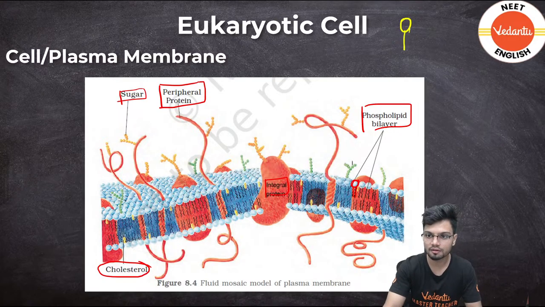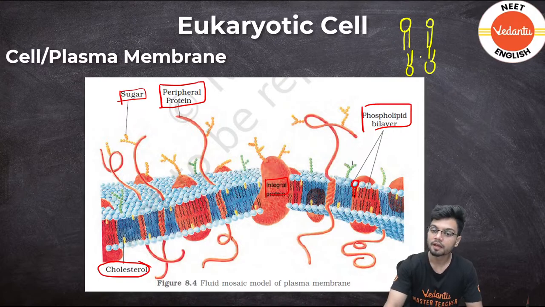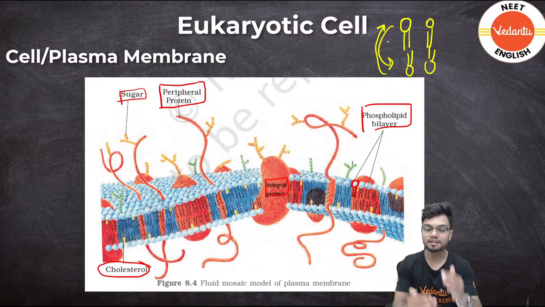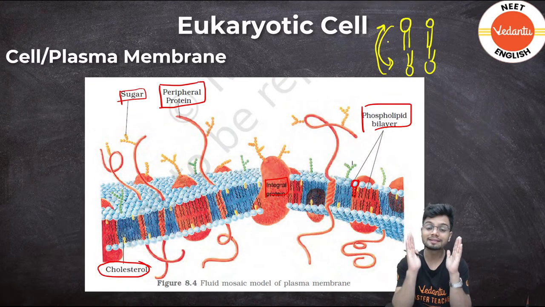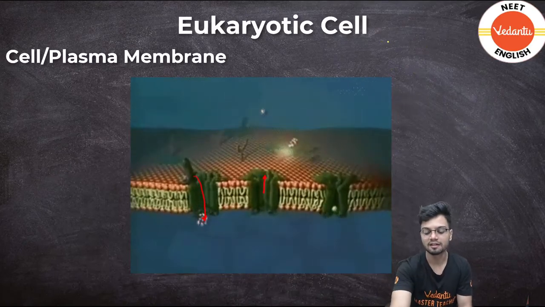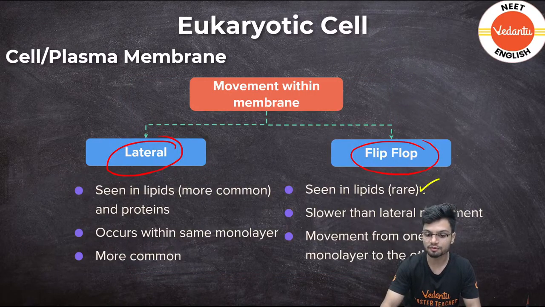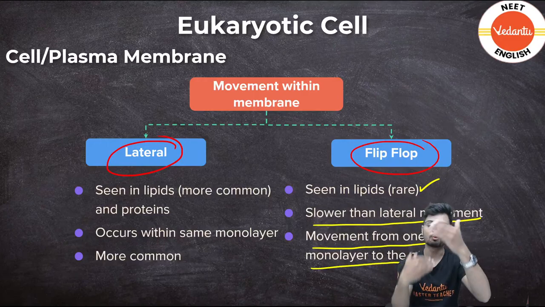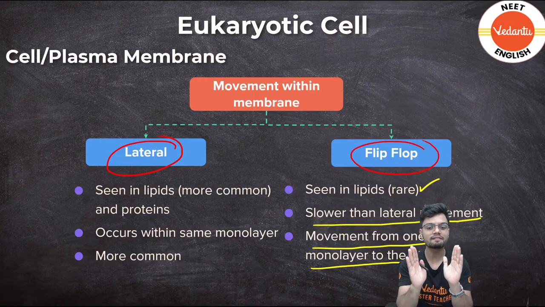See, this is your plasma membrane, right? In a flip-flop movement, what happens? This will come here and this will go here. That is your flip-flop movement. Now, that movement is very rarely seen. It is very rarely seen in the case of lipids. It is slower than the lateral movement. It is movement from one monolayer to the other. Flip-flop movement is very, very rare.